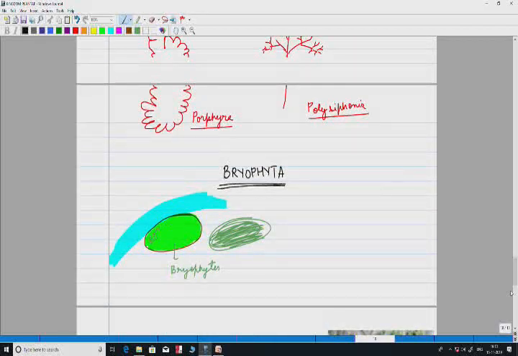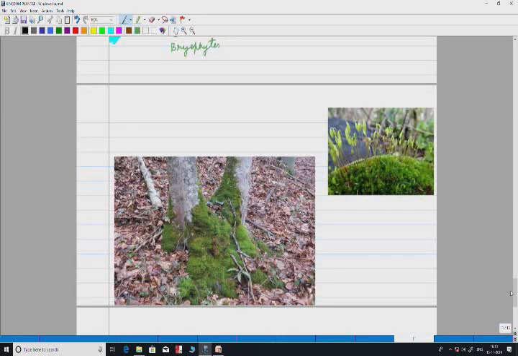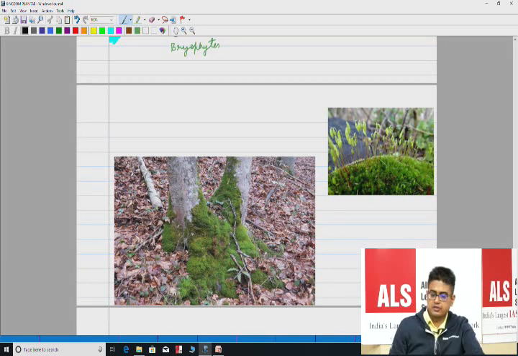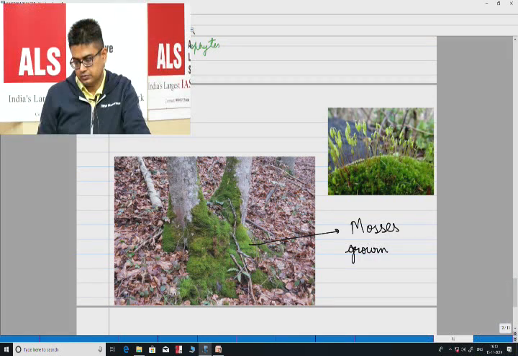Regarding Bryophyta, I told you that Bryophyta are basically present as green deposits on bark of trees, stems, etc. So can you recognize this image? I hope this is clearly visible to everybody, right? You can see clearly here the Bryophyta. This is the type of thing I was talking about. On the left side image, you can see these are Bryophytes or mosses growing on tree bark.